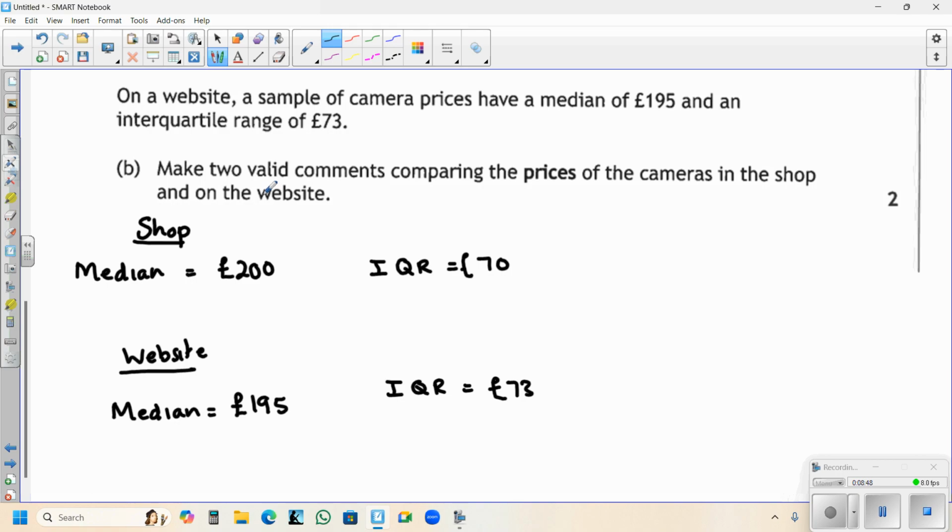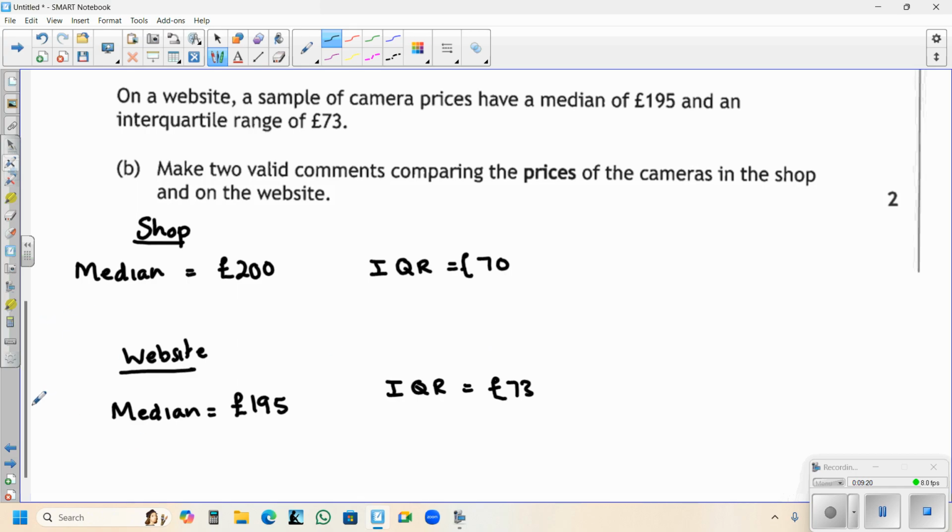Right, 2 valid comments. You start them all off exactly the same. We're going to compare the medians, and we're going to compare the interquartile range. Sometimes you're asked to work out standard deviation and an average. You answer these questions exactly the same way. So median is giving me an indication of an average price, and interquartile range is giving me an indication of the spread in prices, the variation in prices.